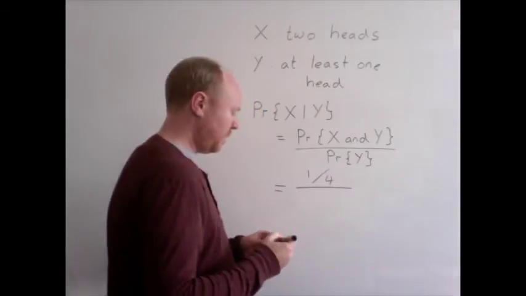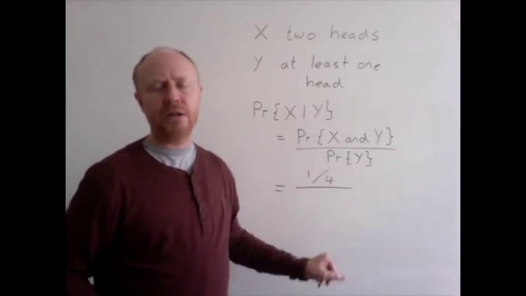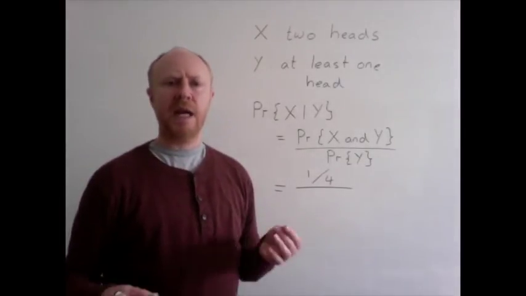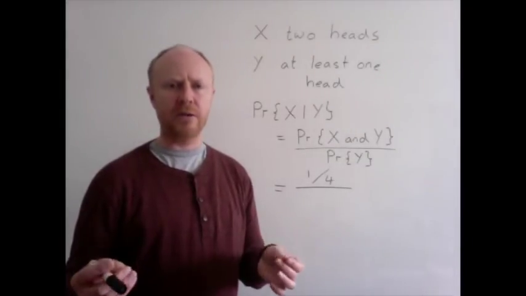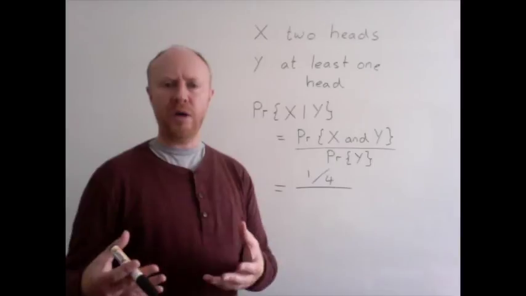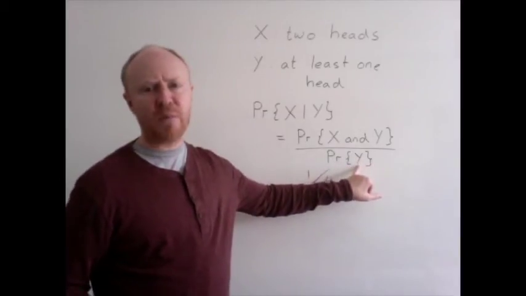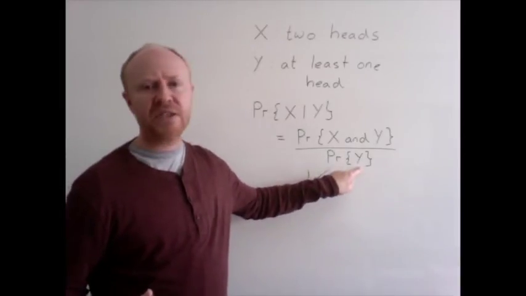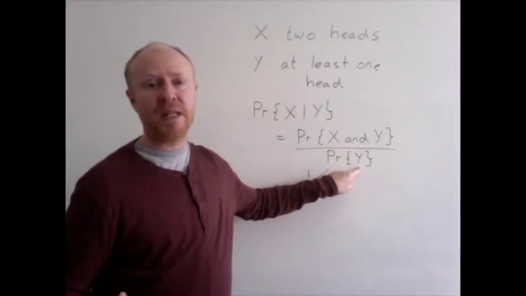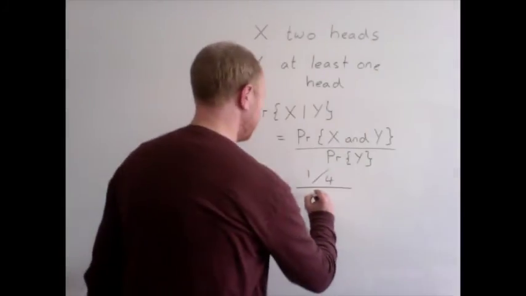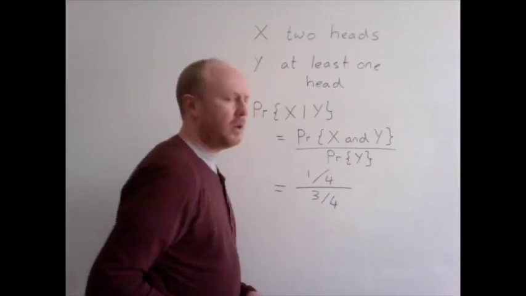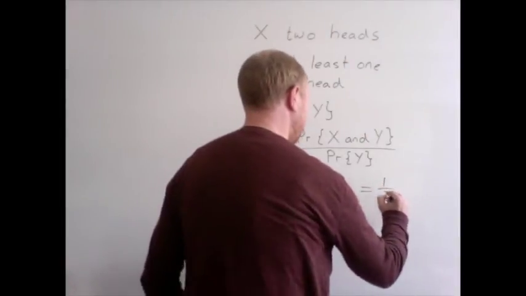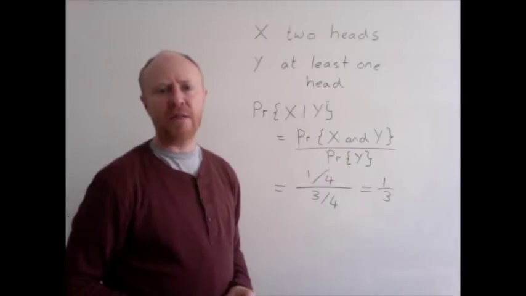What about the probability of y occurring? So the probability that there is at least one head. Well, there are 4 possible outcomes: heads tails, tails heads, tails tails, heads heads. The only one we are not interested in when we are considering the probability of y is the one with 2 tails. So there are 3 outcomes that satisfy event y. That means that the probability of y occurring is 3 over 4, 3/4. When you divide 1/4 by 3/4, the result is 1/3. So we arrive at a probability of 1/3.